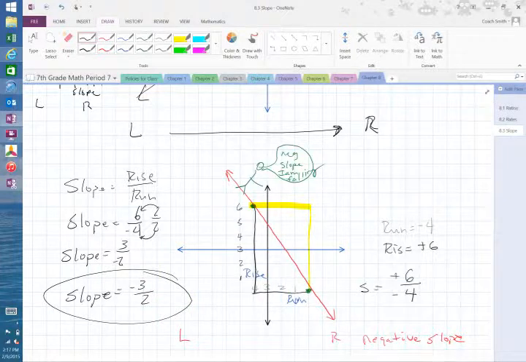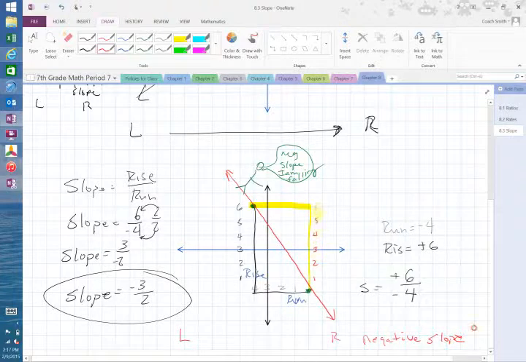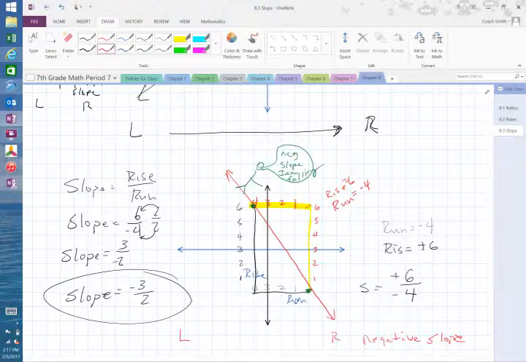Now, I will show you that you'll get the same thing on the other side. If I count up 1, 2, 3, 4, 5, 6. Up is positive, correct? So that would be the rise, 6. Then I don't count this one. I go 1, 2, 3, 4. So the run is to the left, so that would be -4. Okay, and so you have 6 over -4.